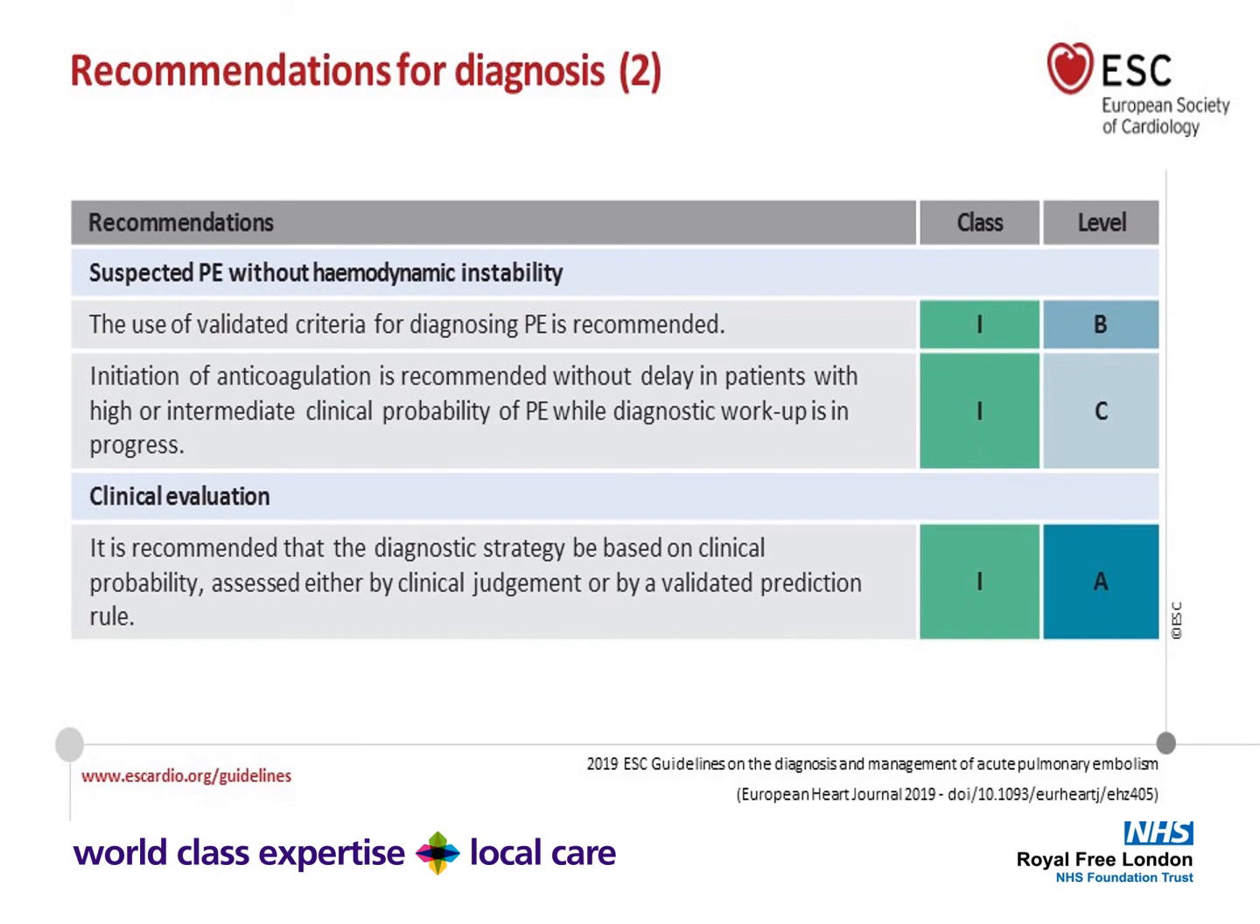Without haemodynamic instability, you have time to think about validated criteria. For example, you can use your Wells score for pulmonary embolism. Initiation of anticoagulation is recommended without delay in patients with high or intermediate clinical probability while diagnostic workup is in progress. What that means is that if you are still waiting for a CTPA and you think the patient is very likely to have PE, then it is prudent and therefore recommended to give, as we would ordinarily do, a treatment dose of low molecular weight heparin based on weight.